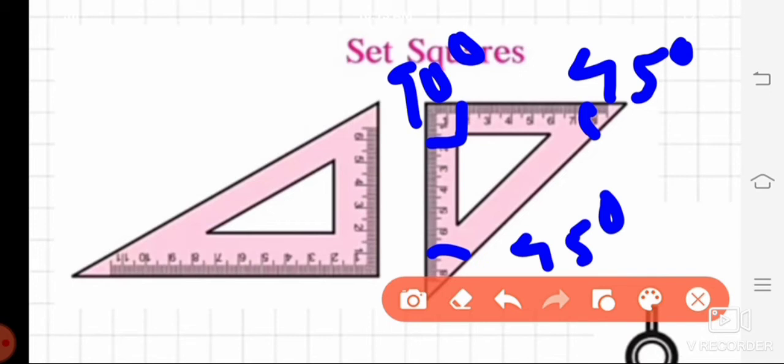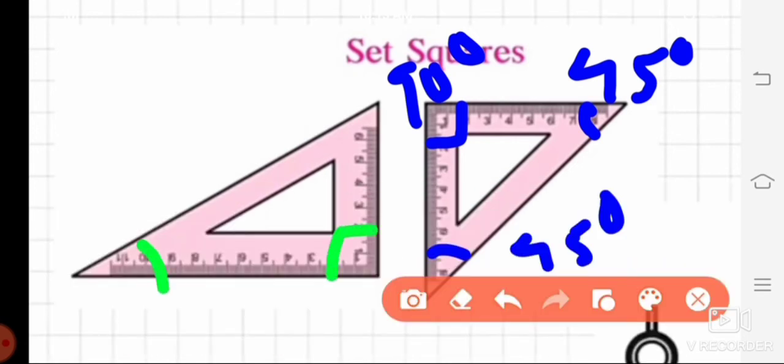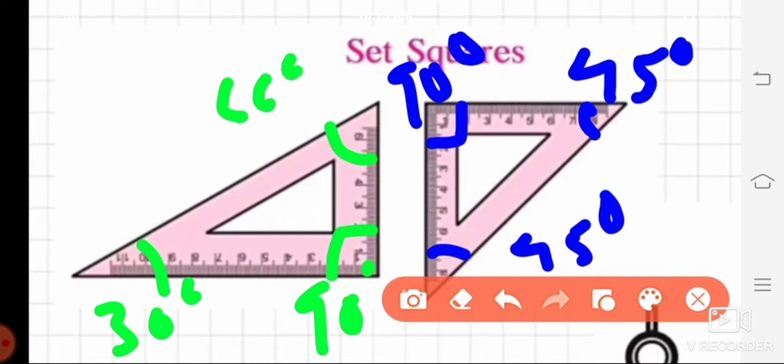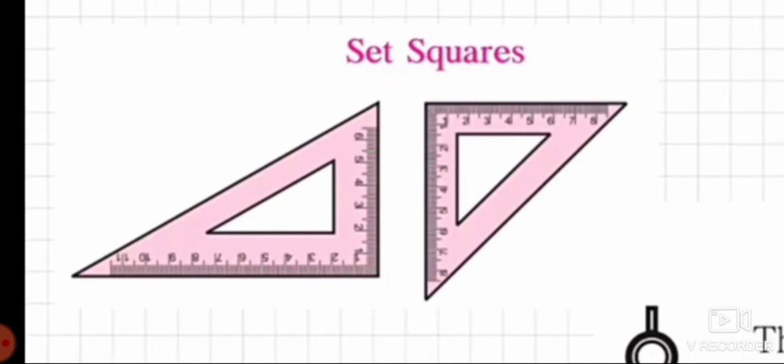Okay, so because of the set squares, we are able to construct 90 degree, 30 degree, 60 degree and also 45 degree angles. Okay, so see, the set squares can be used to draw 90 degree, 60 degree, 45 degree and 30 degree angles. Did you all get it? Have you understood about the set square, everyone?